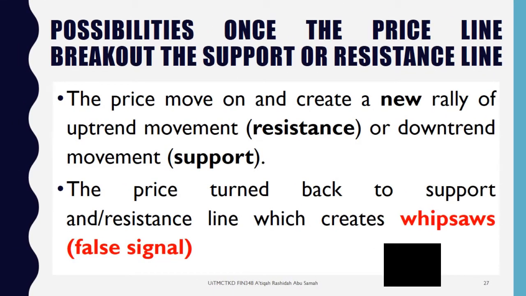Now, the possibilities once the price breaks out of the support or resistance line. Sometimes the price turns back to the support or resistance line, which creates what we call a whipsaw, which is a false signal. So these are the possibilities, and the other is if the price does not turn back to the support or resistance line.